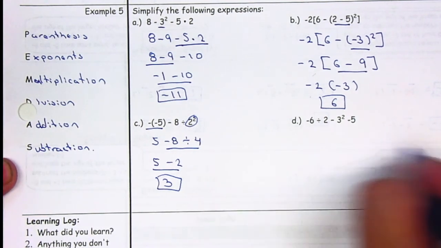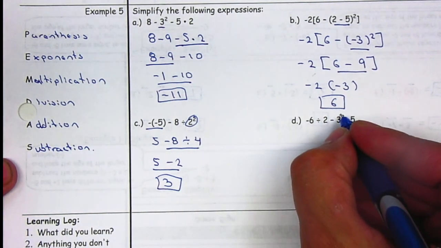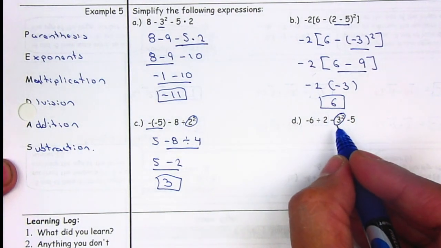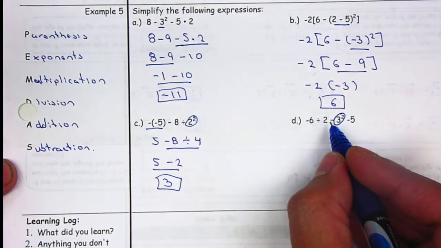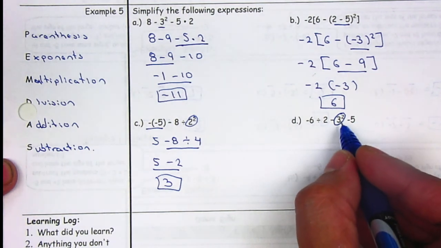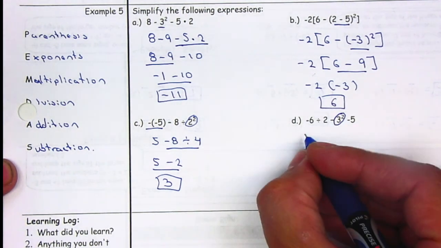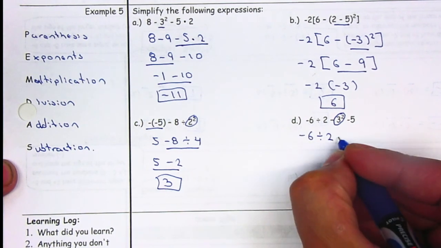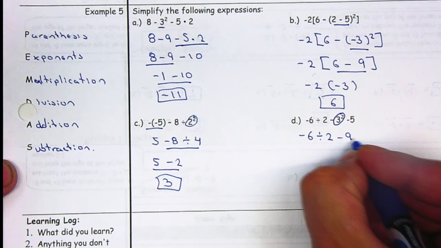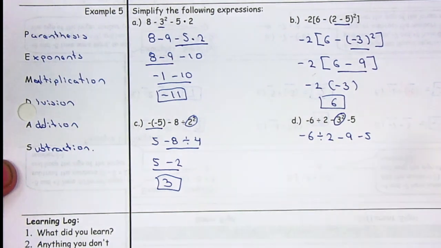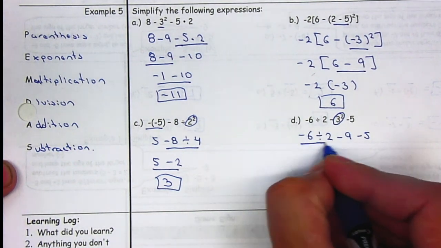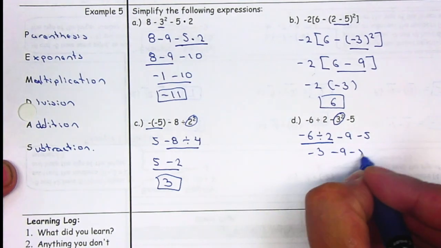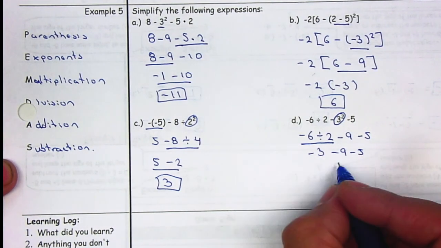3. And letter D. First, we're going to be working with the exponent. Notice that only the 3 is being raised to the second power, not the negative. The negative is not part of the square. We're going to bring everything else down. Negative 6 divided by 2 minus 3 squared will be 9 minus 5. We are going to be working with the division first. That'll give us a negative 3. Bringing everything else down.